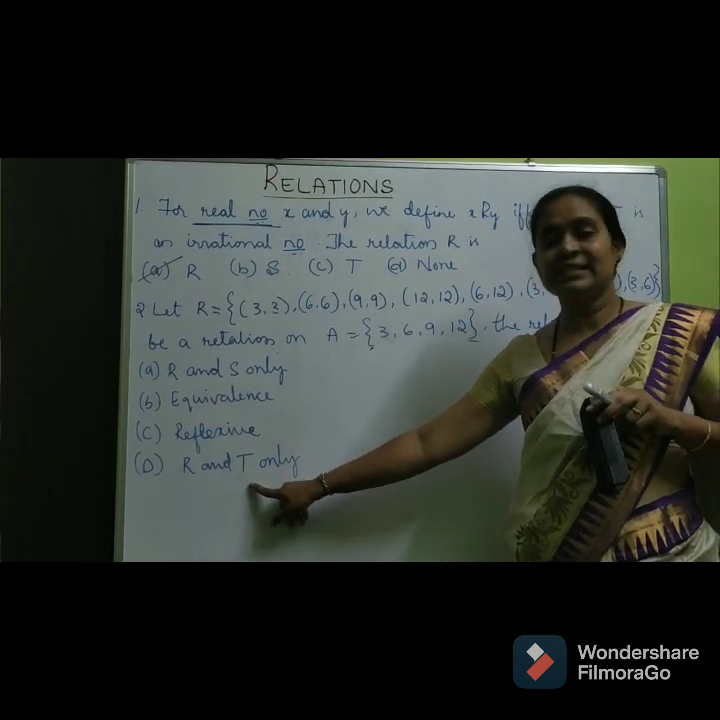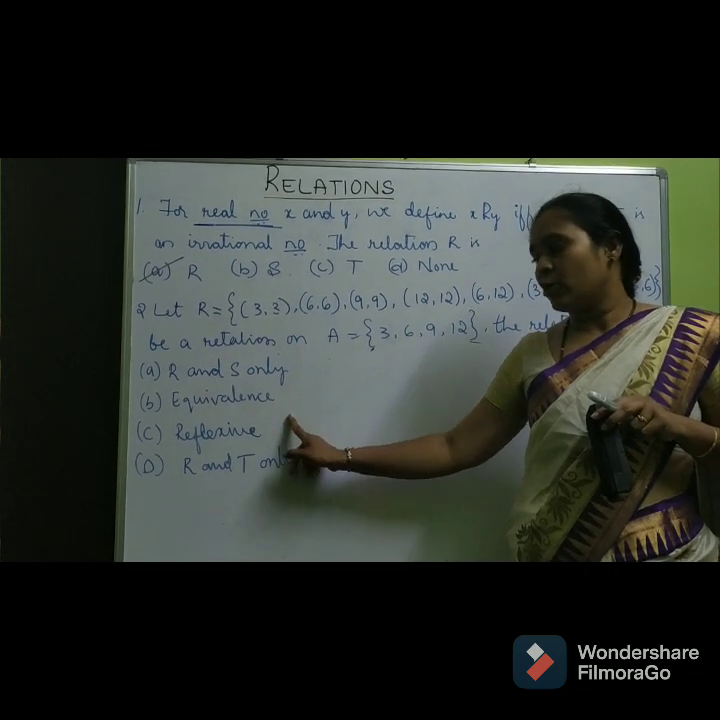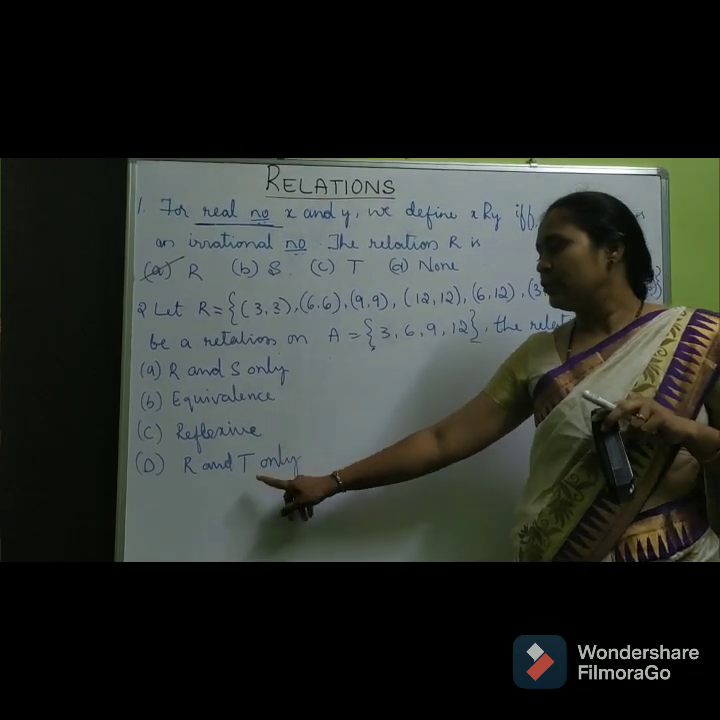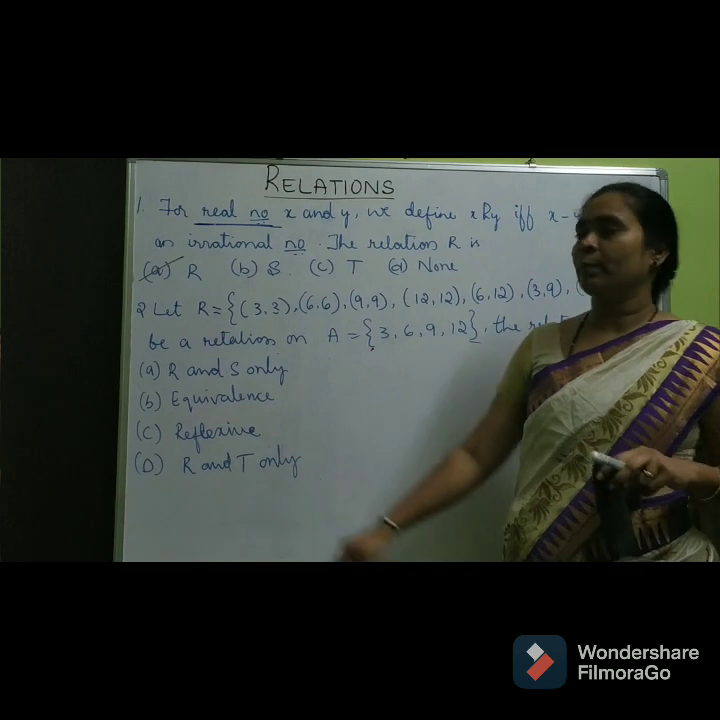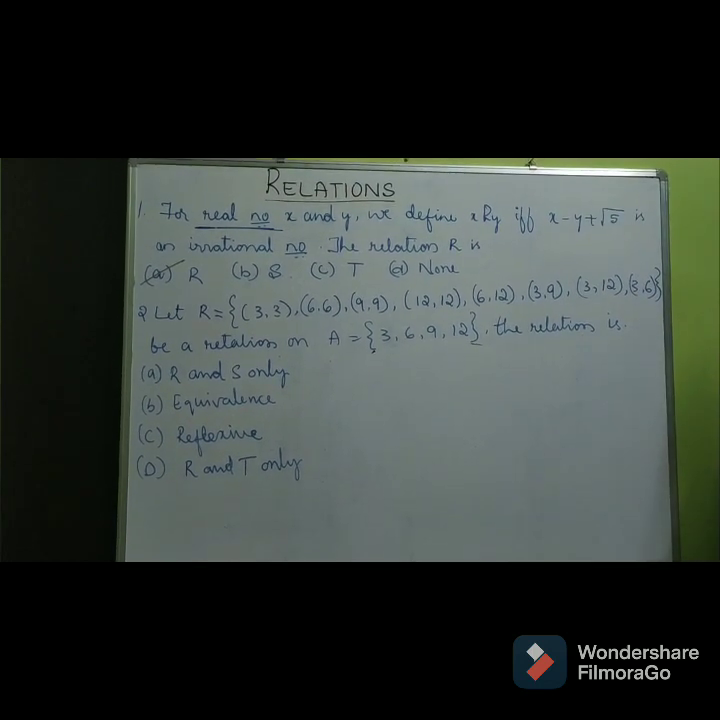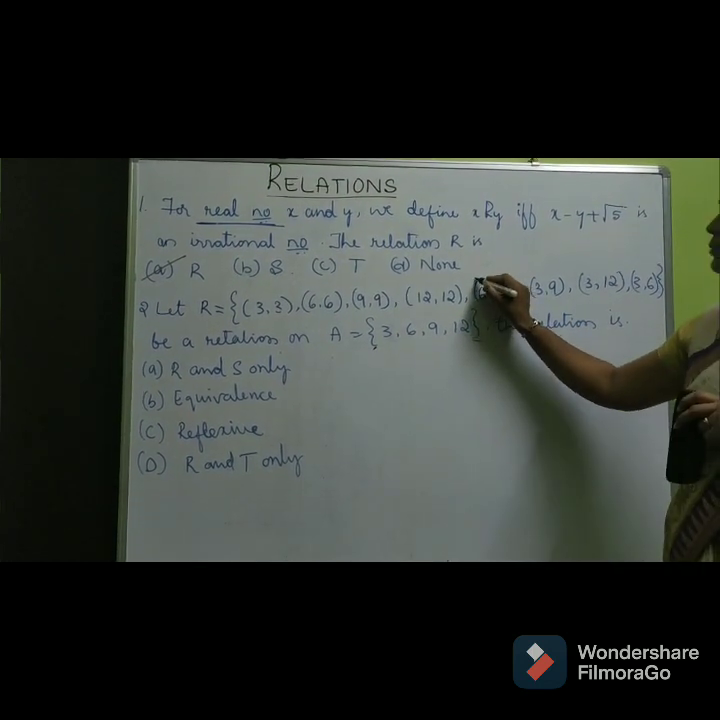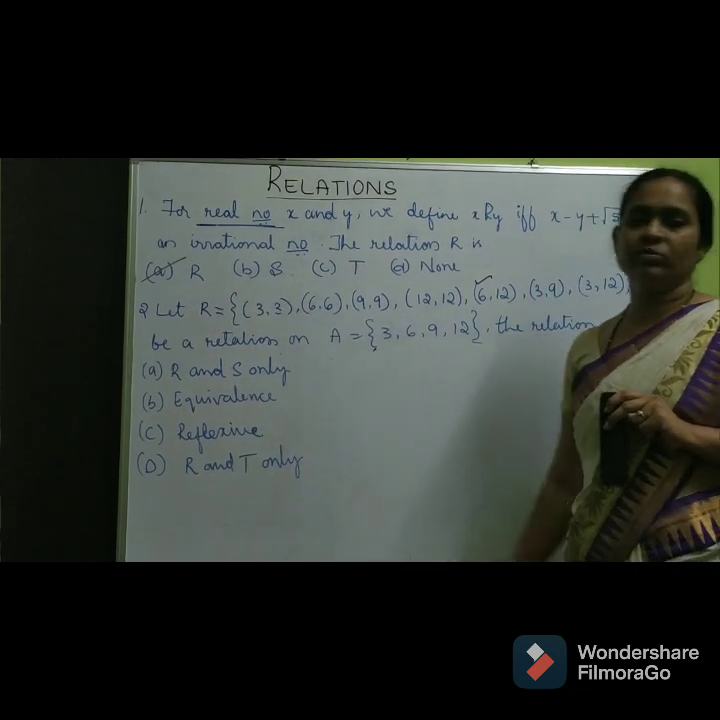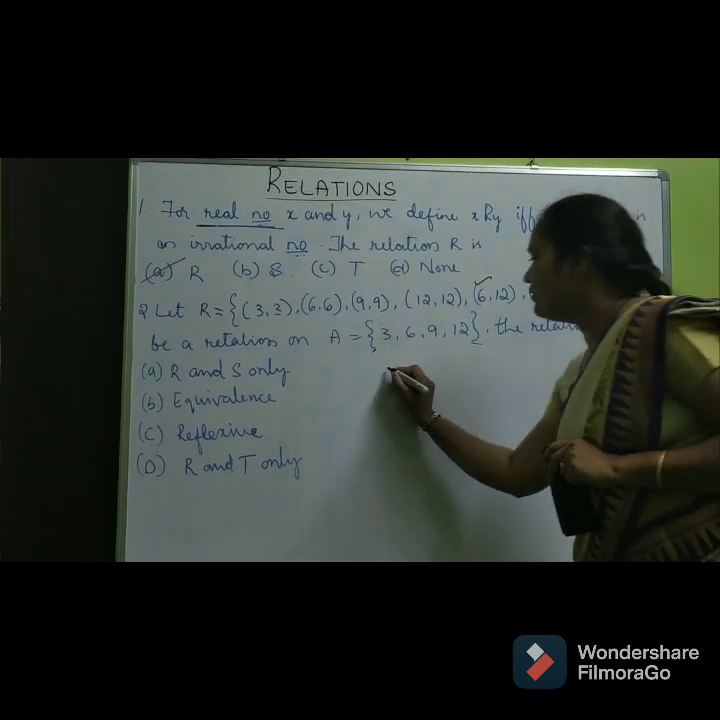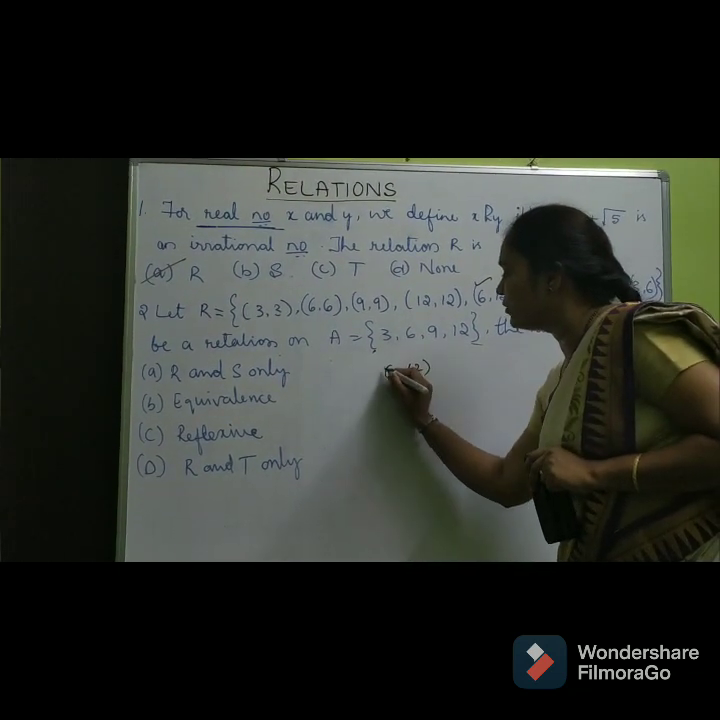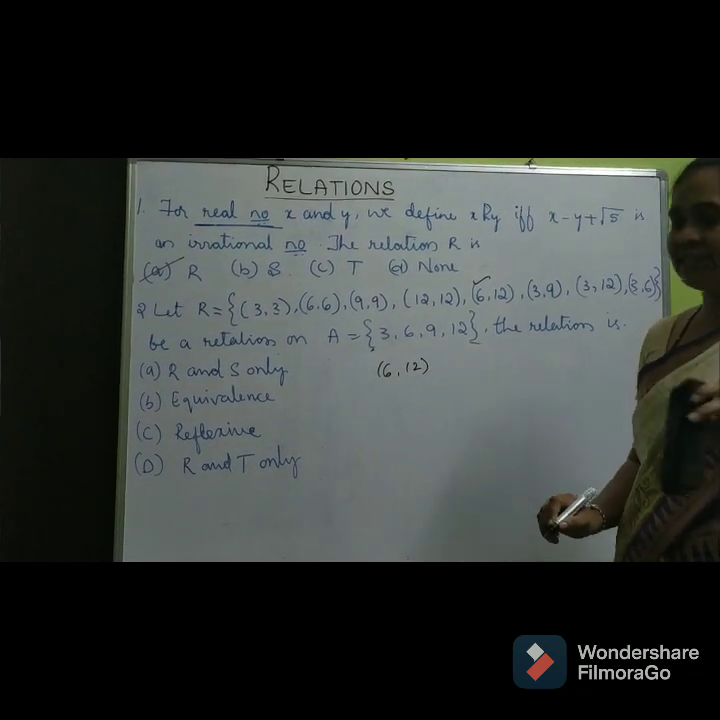Then we are left with transitive. Because third option is reflexive, of course it is. You have to check for transitive also. So, to check transitive, I will start from this, because anyhow there is no need to check there. I will take 6, 12. I am checking transitive relation.